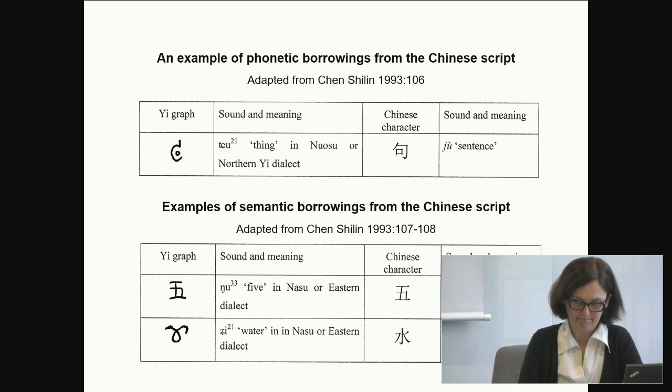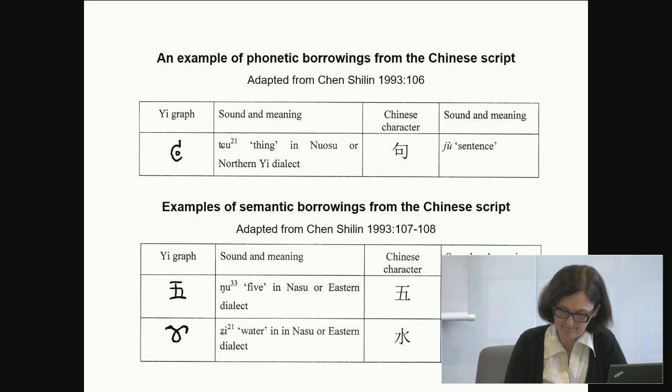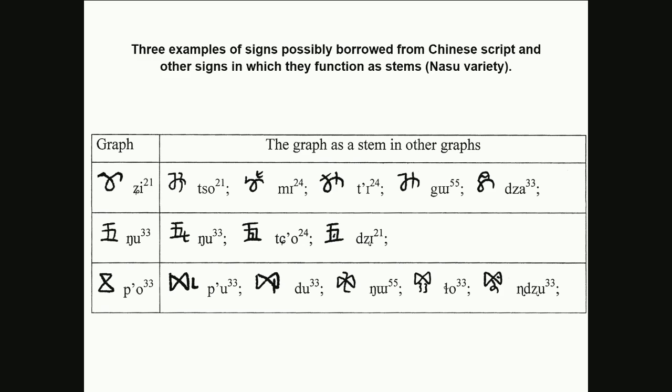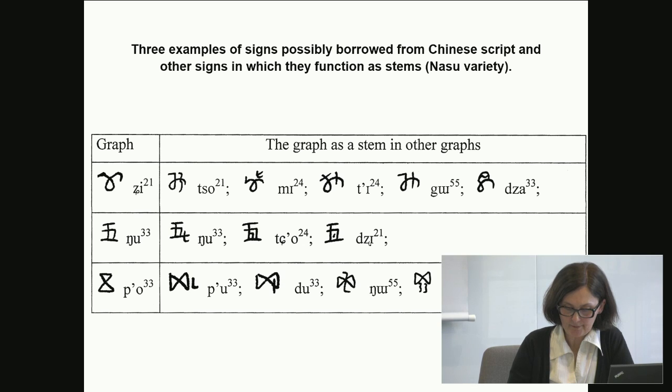And the graphs derived from Chinese characters, once adapted to the writing system, were not only used to represent a given syllable, but some of them also served as a stem for the creation of new graphs. The principles for the creation of new graphs were typical of rewriting, so additional elements were added to this borrowed graph, in this case serving as a stem, in order to create a new sign.